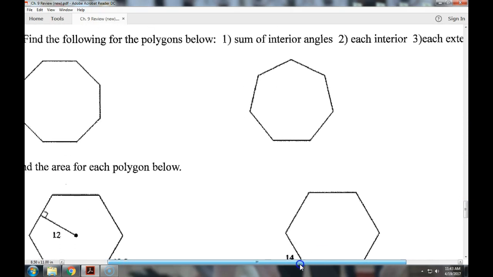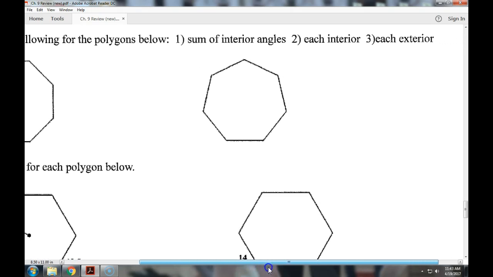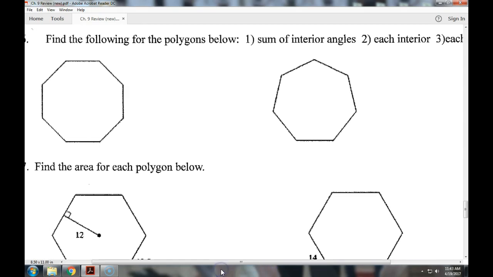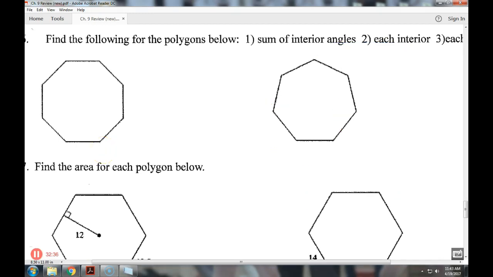Ooh, now we're getting into some polygons. Find the following: we need the sum of each inside angle and each outside angle. Hopefully by now some of you have these memorized, but I'm going to do it as if we don't. I always start on the outside. I like to do 360 divided by however many sides there are. For this problem it would be 360 divided by 1, 2, 3, 4, 5, 6, 7, 8. So 360 divided by 8 is 45 degrees.